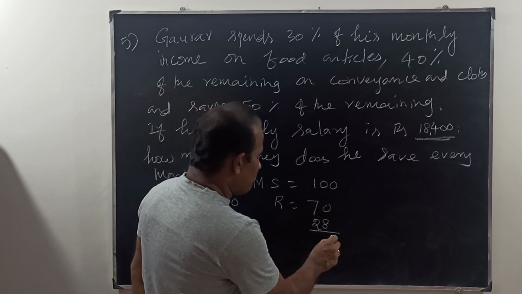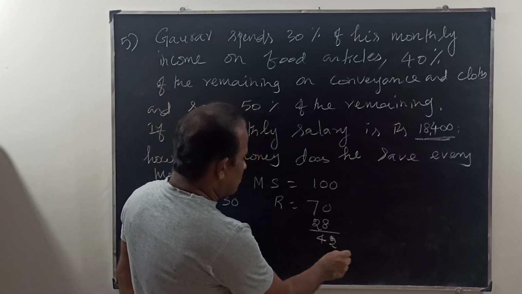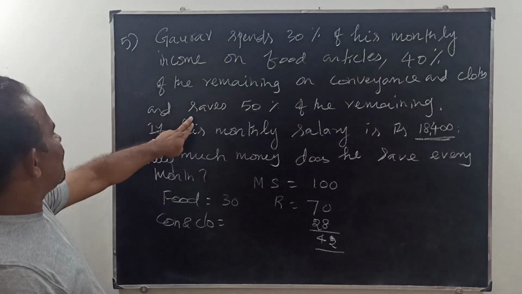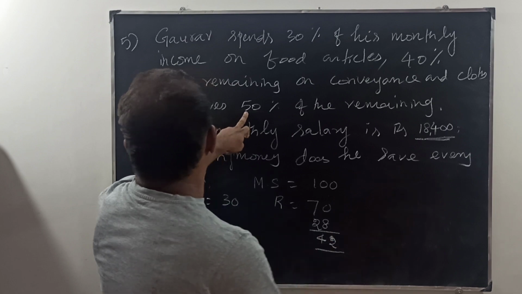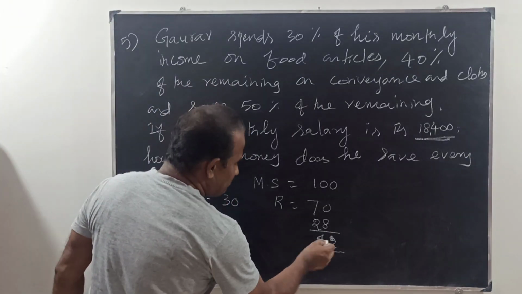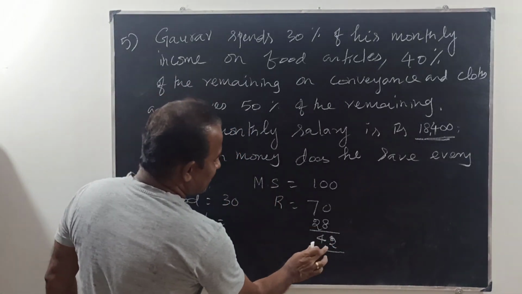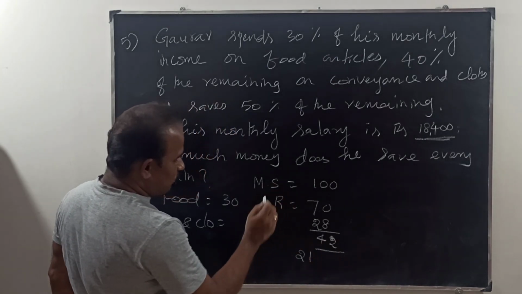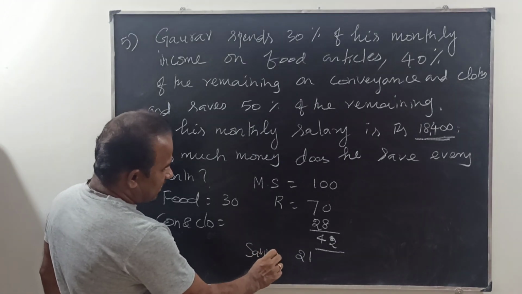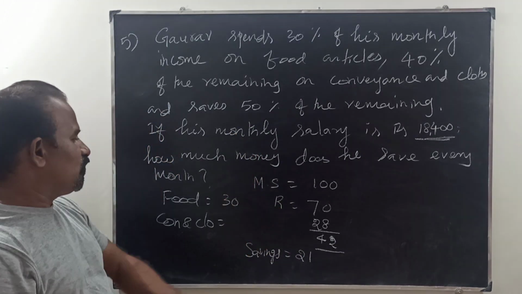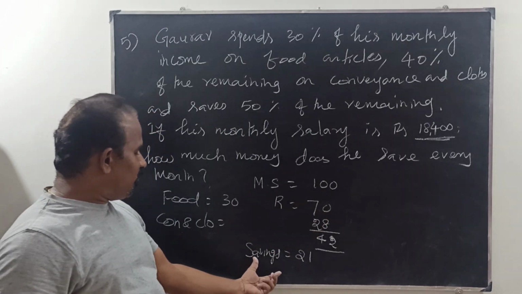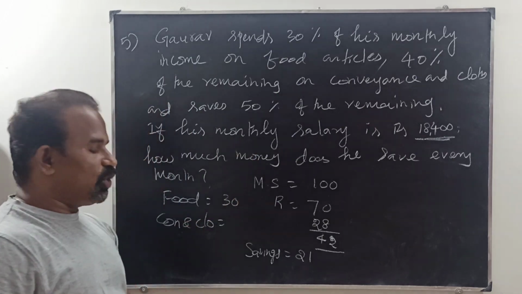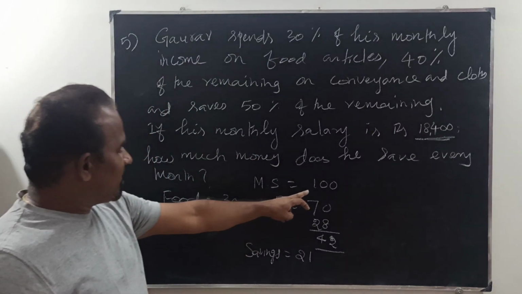So therefore the remaining is 42, and he saves 50% of the remaining. What is 50%? This is 42, 50% of it is 21. This 21 rupees is for savings. So out of 100, he is saving rupees 21.